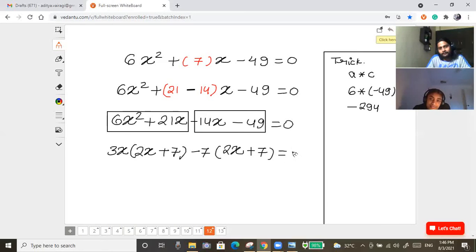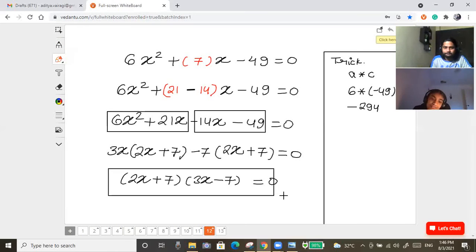That's good, that's perfect. And now what you do, you further take it out as common. 2x plus 7, and this is 3x negative 7. That's equal to 0, and that's a factorized form. Any doubt till here?